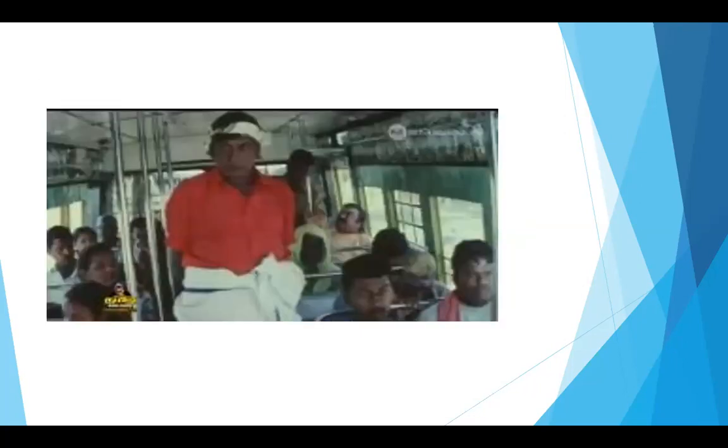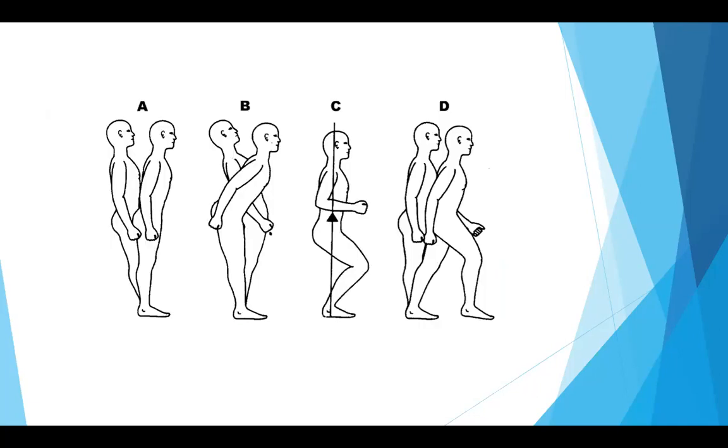So you all know him. This is a famous comedy scene where Vadivelu is trying to stand without holding anything, without touching anything on a moving bus, balancing himself. How does he do it? Not just Vadivelu. Many of us would have tried this at least once in a lifetime, to balance in a moving bus without touching anything.